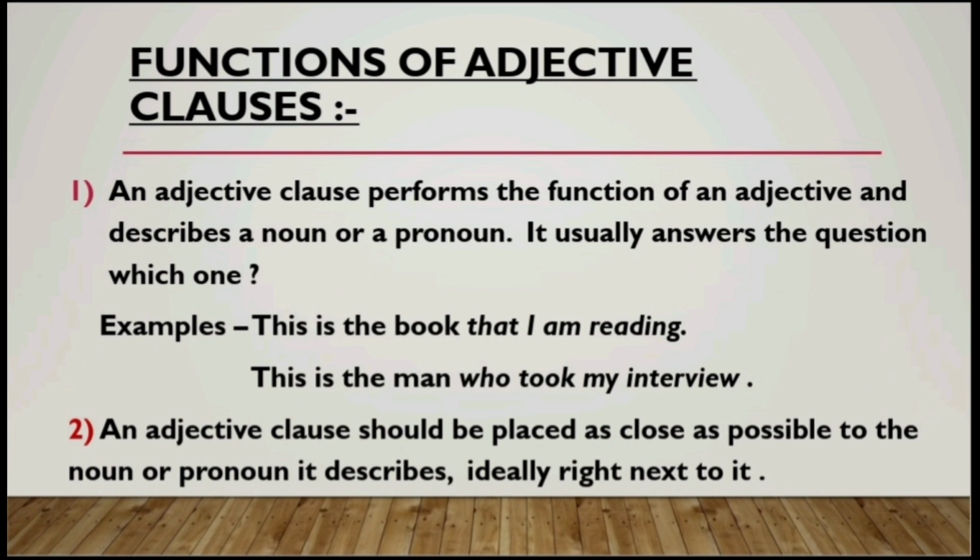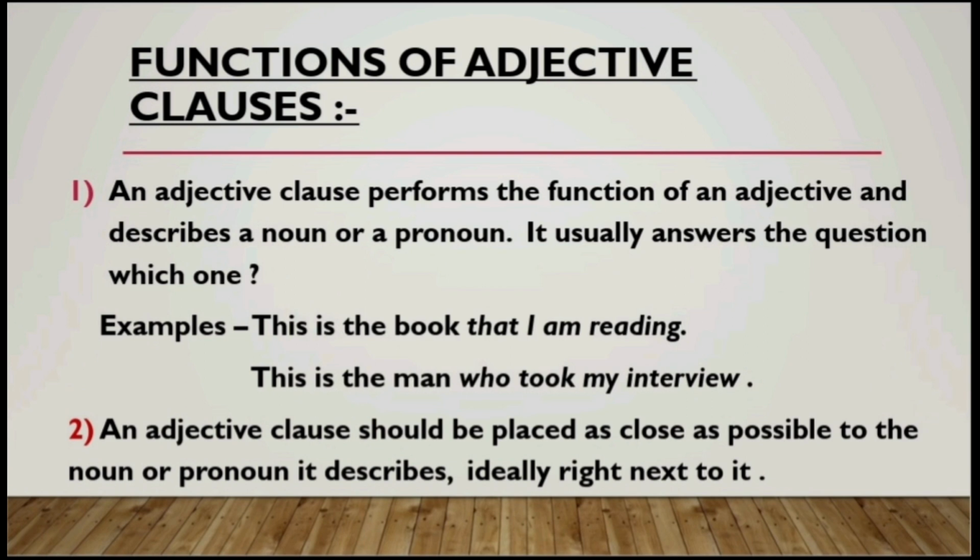The next example is, this is the man who took my interview. So this is answering the question which man: the man who took my interview. The adjective clause is describing the man. So basically an adjective clause performs the function of describing, and what will it describe? It will either describe a noun or a pronoun, and it will answer the question which one.